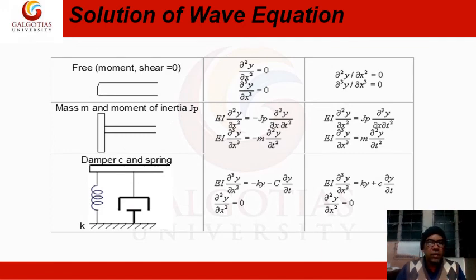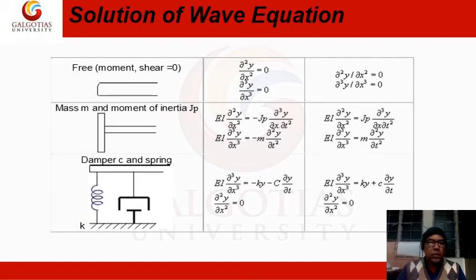So these are another set of boundary conditions for the free end of the rod, where the moment and shear will be 0. So dou 2 u upon dx squared will be 0, dou cube y upon dx cube will be 0, and on the left hand side and right hand side this will again be 0.